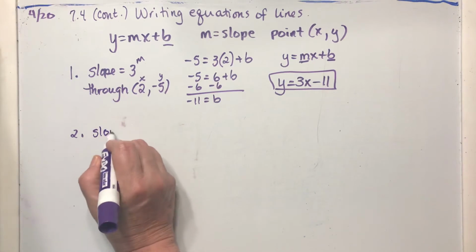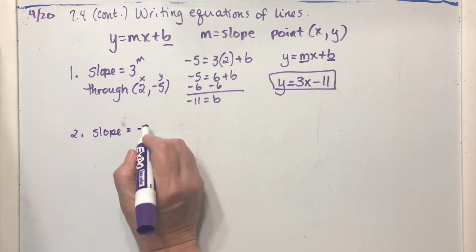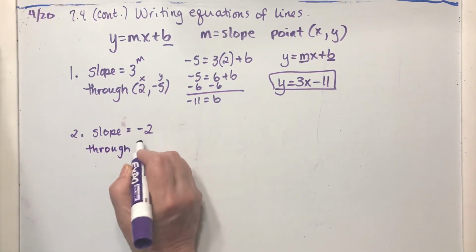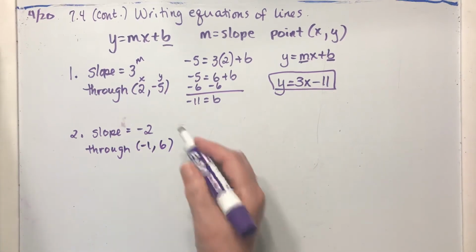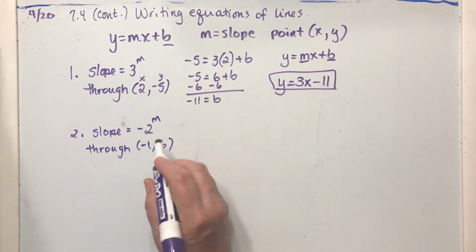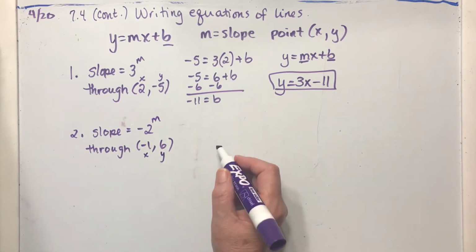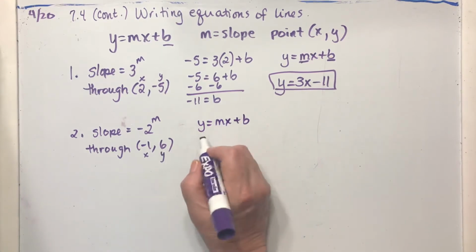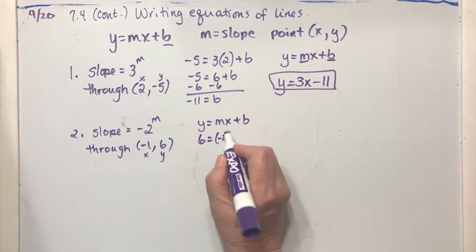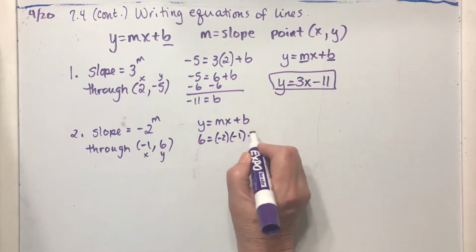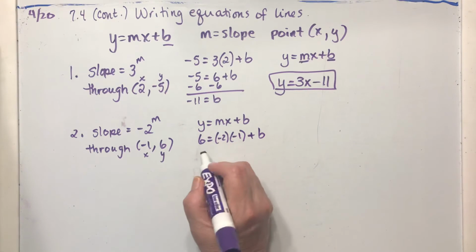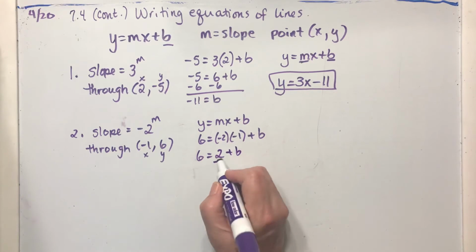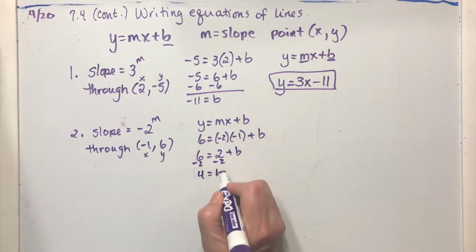Suppose they tell us the slope is -2. Practice with our negatives here. And it goes through the point -1, 6. So again, remember that your slope is your m, and your point is always your x and your y. So when you plug it into the formula, y equals mx plus b, the y is 6, the m is -2, x is -1, and then b is the only thing you don't know to start with. So solve this. So 6 equals -2 times -1 is +2. So I'm going to subtract 2 from both sides. I get 4 equals b.